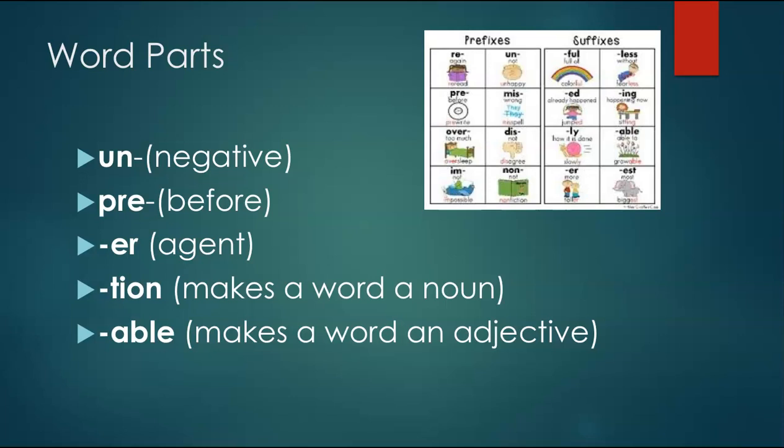Another important part of vocabulary development is understanding word parts and word formation. So prefixes and suffixes, the parts that we attach to the beginning of words or the end of words, and their meanings, we need to explicitly teach those to our students. So they need to know that un makes it negative, pre means before, er at the end of, like after a verb, makes that person an agent. Tion makes a word a noun. Able makes a word an adjective.